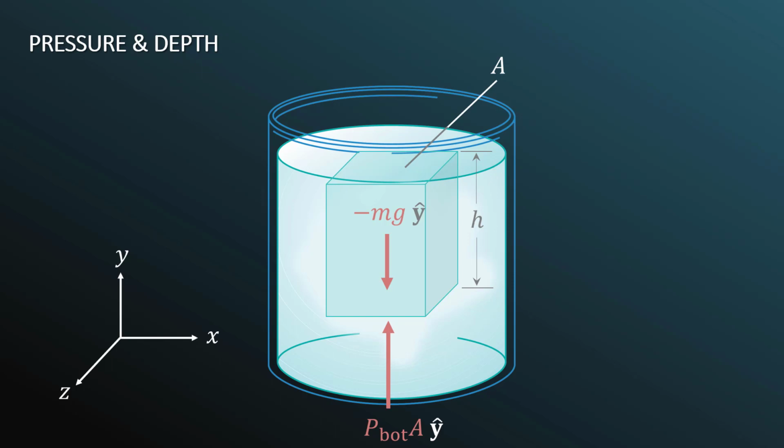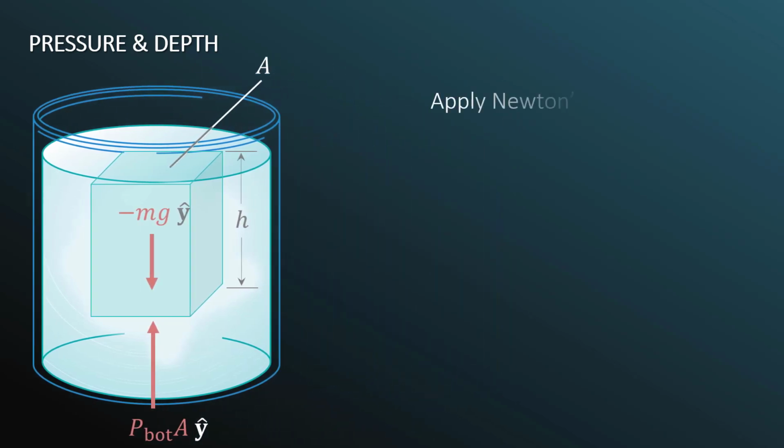So let's apply Newton's second law. The acceleration of our parcel of water is 0, since by definition we are looking at a static fluid. Now let's write the net force. So we have obviously the gravitational force, which is downward, and we have the force produced by the pressure, which is upward, hence it's positive. Let's pull out the unit vector since it's common in both. We can get rid now of the unit vector.